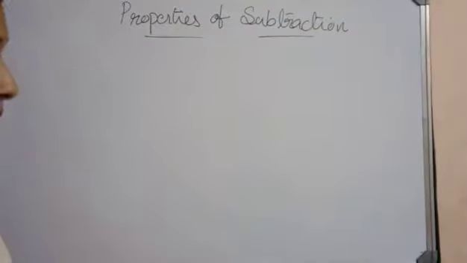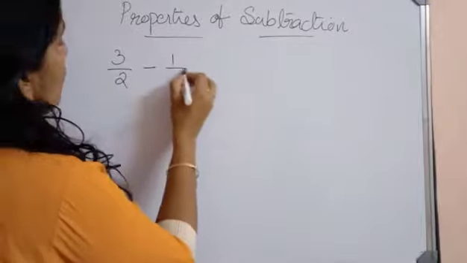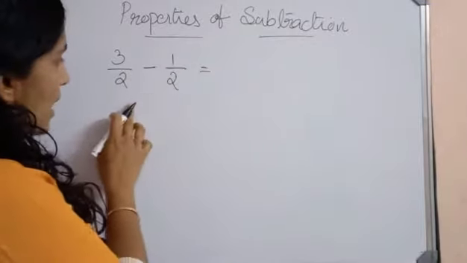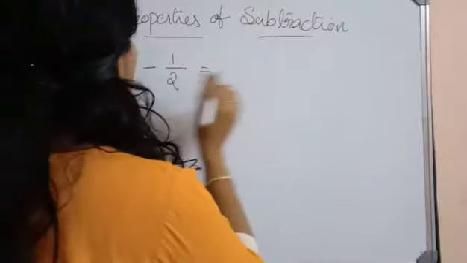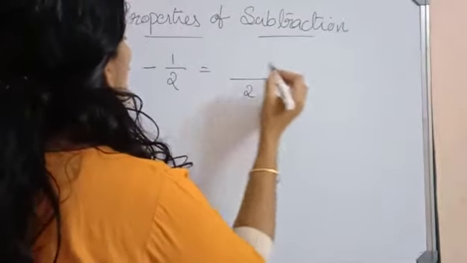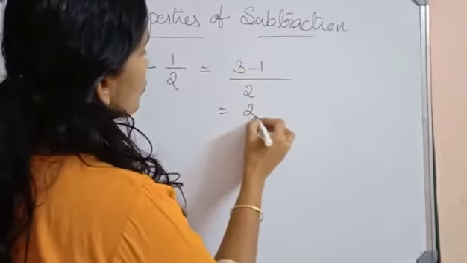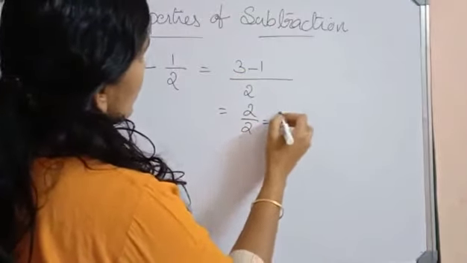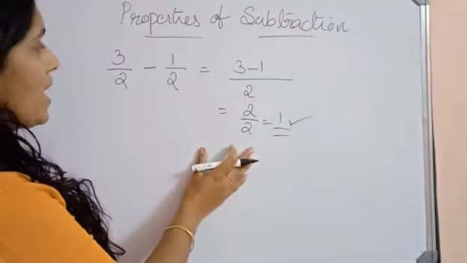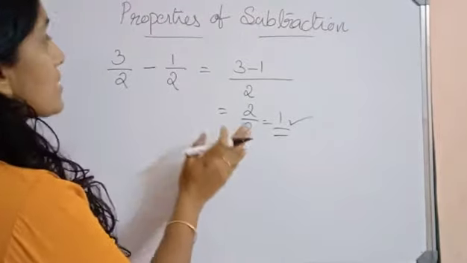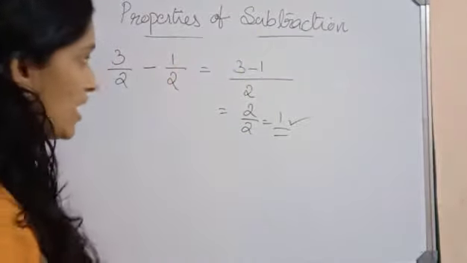Let's consider an example. 3 by 2 minus 1 by 2. So when you are subtracting a rational number from another rational number, what will happen to the difference? The difference will be 2 upon 2, 3 minus 1, that is equal to 2 by 2, that's equal to 1. This again is a rational number. Therefore, we can say that the closure property is satisfied under subtraction for the set of rational numbers.